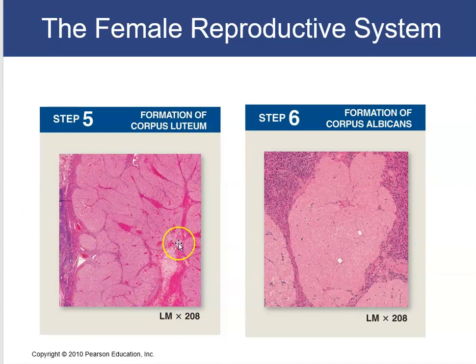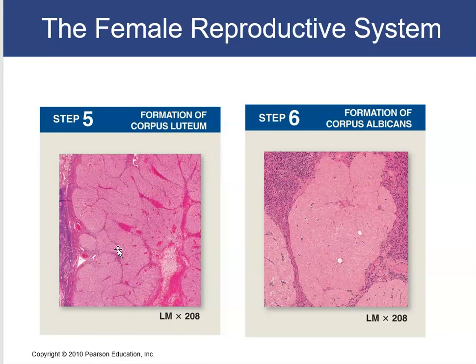After ovulation, this is what that follicle looks like. We get the formation of what's called the corpus luteum. The empty tertiary follicle now collapses on itself. The granulosa cells will invade and fill up that antrum. And this structure, the corpus luteum, will begin to produce another hormone known as progesterone. The purpose of progesterone is to begin to prepare the uterus for possible implantation.